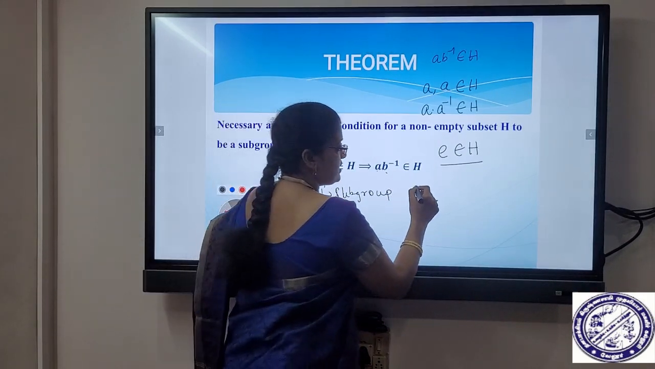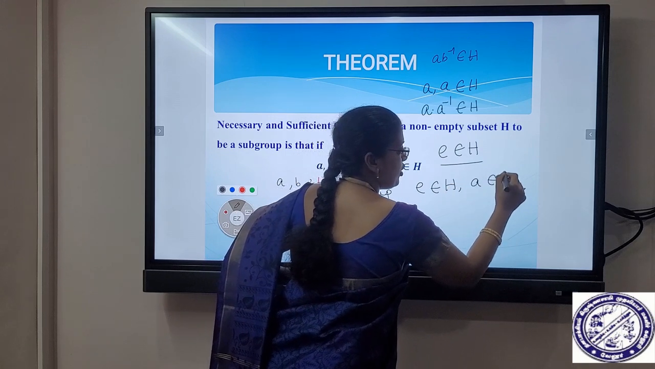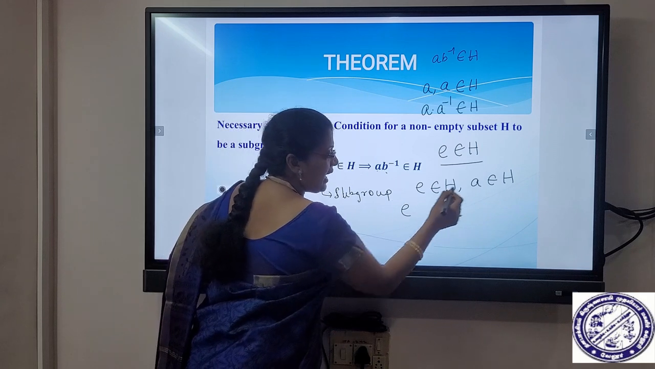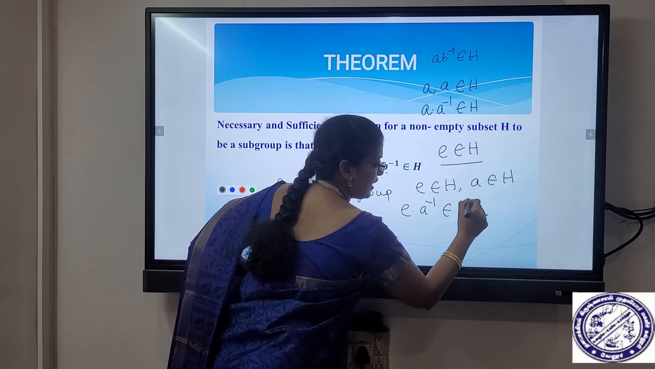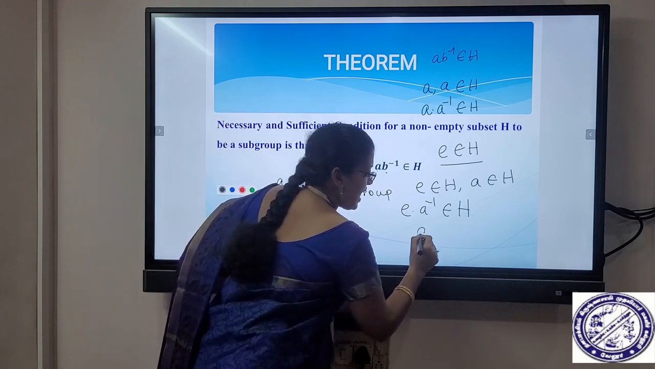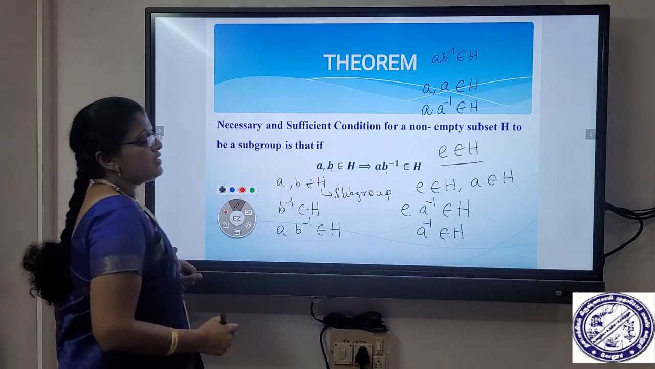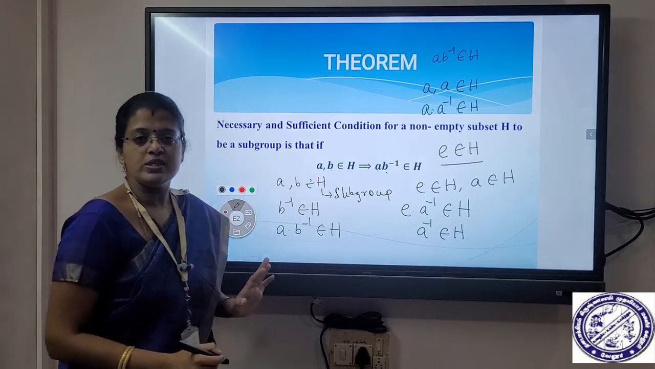Now I will consider e belongs to H and a belongs to H. Use the same condition: e times the inverse of the second element, a inverse. This is the assumed condition. So identity element times a inverse is a inverse, which belongs to H. So here the identity element we have proved, and the existence of inverse we have proved.